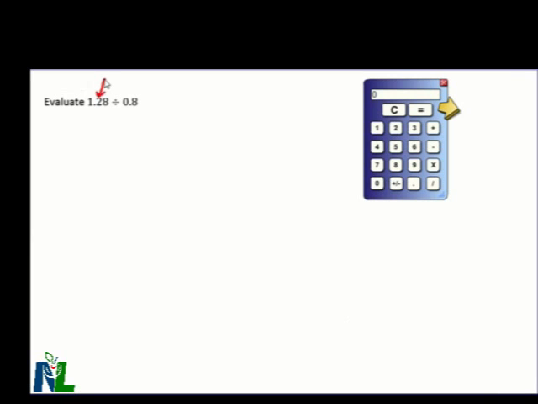If you look at this one here, there's 2 decimal places. This one only has 1. But if I move this one 2 decimal places to the right, I have to move this one 2 decimal places to the right. So I'll add a 0, and I'll do this. So 1.28 divided by 0.8 is really the same as 128 divided by 80.